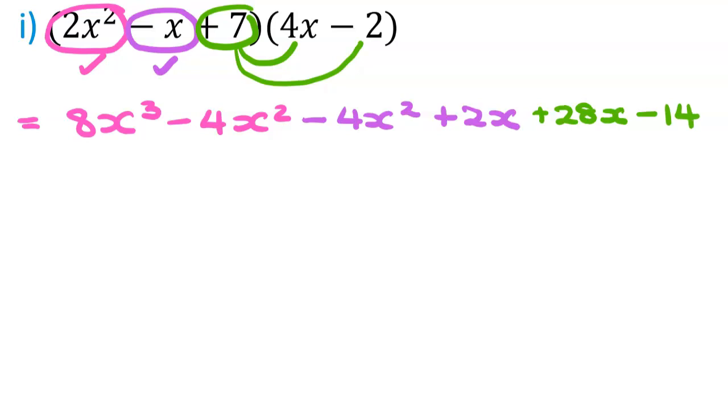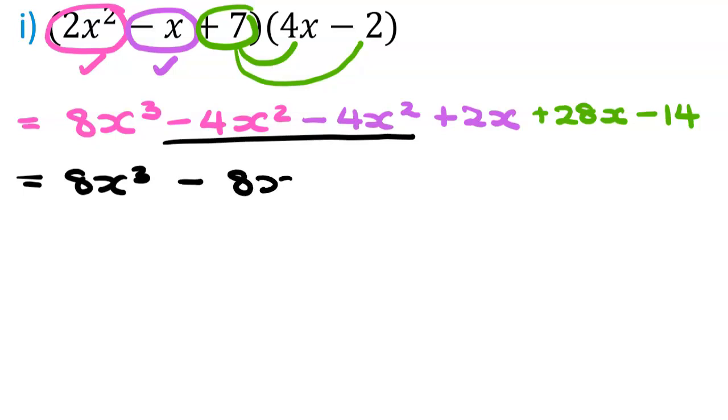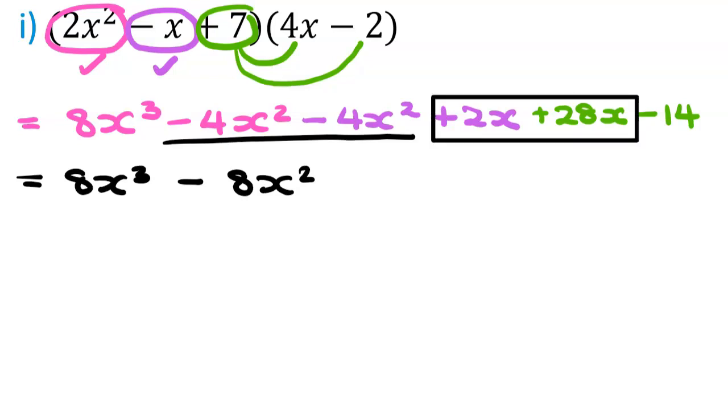Now that we've finished that, we get to enjoy the wonderful process of finding like terms. That 8x cubed doesn't have any like term, friends. So like we said, minus 4x squared minus 4x squared is going to be minus 8x squared. Be careful with your negatives there. Then we've got plus 2x plus 28x. So that's going to be plus 30x. And then we have minus 14.